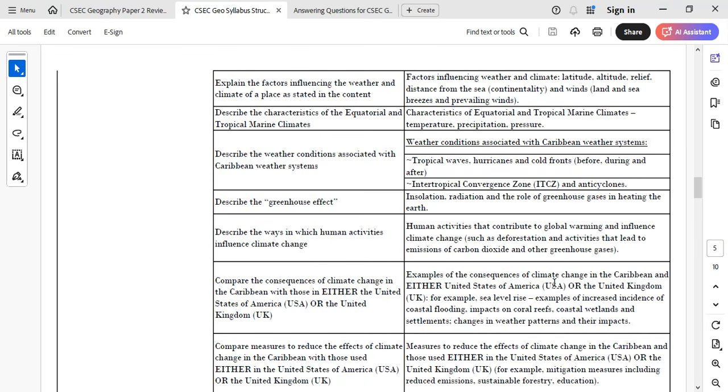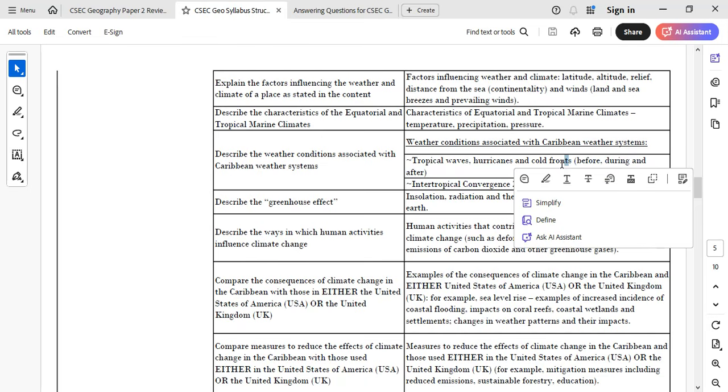Understand the characteristics of your equatorial and your tropical marine environment in terms of rainfall characteristics, temperature characteristics, and the weather conditions associated with weather systems. The tropical waves, the hurricanes, and the cold fronts. As you could see, the syllabus says you must know the before, during, and after, because those are systems that form and take a while. Something happens before, then there's a during part, and then there's the after part. So know how these systems are formed, what the necessary conditions are, and what weather is associated with them.